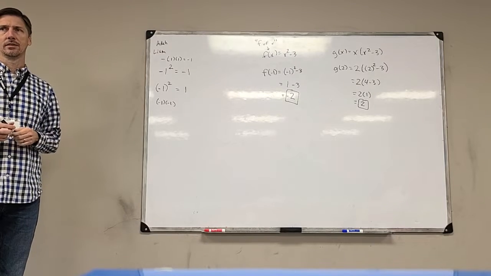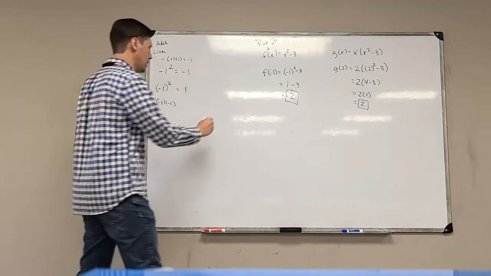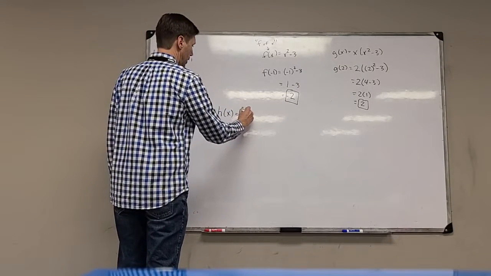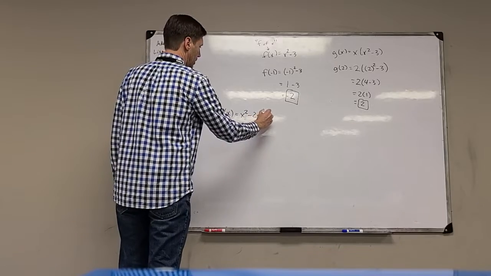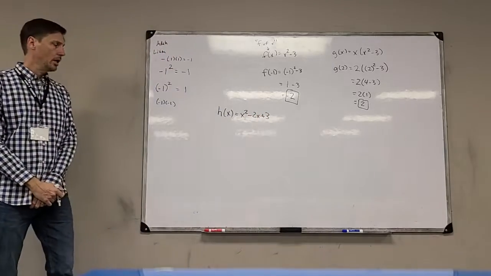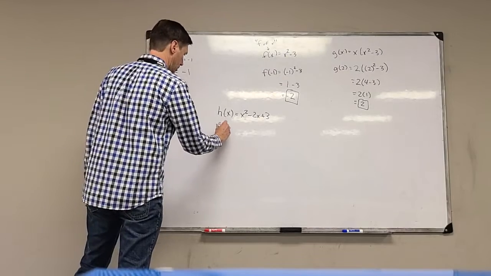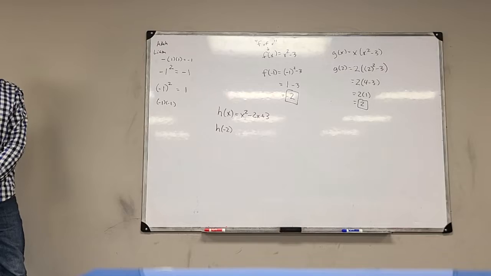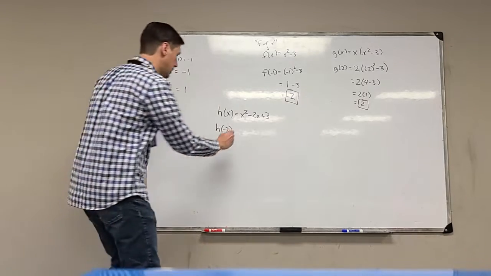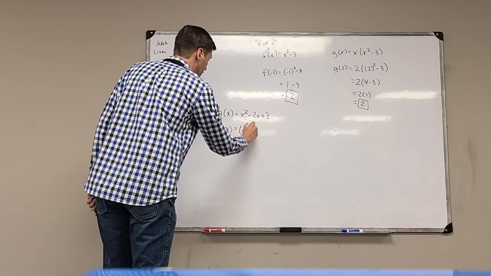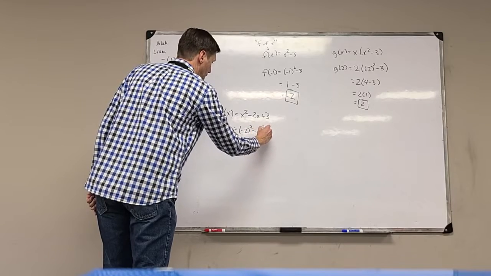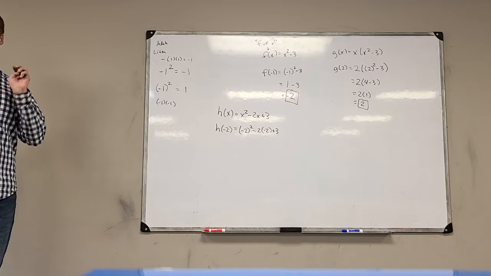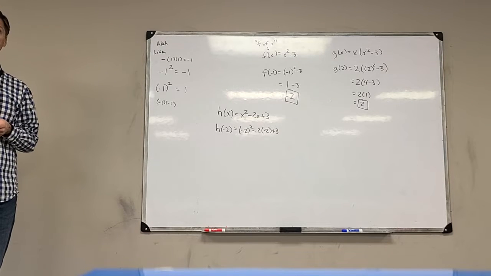That's really easy. So let's say I gave you this, and I said h of x equals x squared minus 2x plus 3. And I said I want you to find h of negative 2. What am I going to do? Replace all the x's with negative 2. Like I said, use parentheses to make sure you don't make a mistake with your sign. That's my first step. Everywhere there's an x, I put parentheses negative 2 there instead.